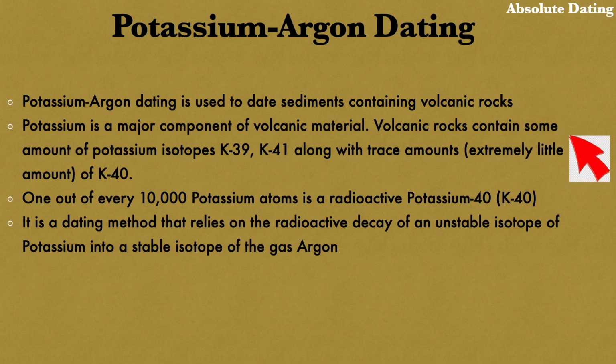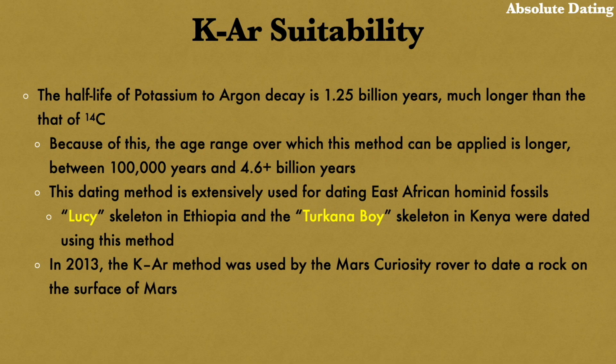Potassium is a major component of volcanic material. Volcanic rocks contain some quantity of potassium isotopes K39 and K41 along with an extremely low quantity of K40. The K40 isotope is radioactive, which decays to calcium and the gas argon. Suitability of potassium-argon dating.